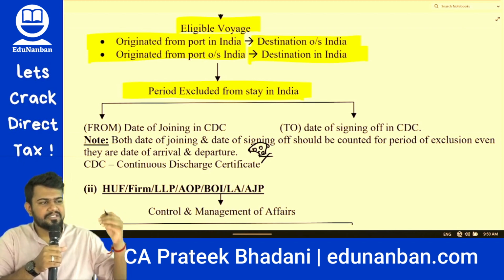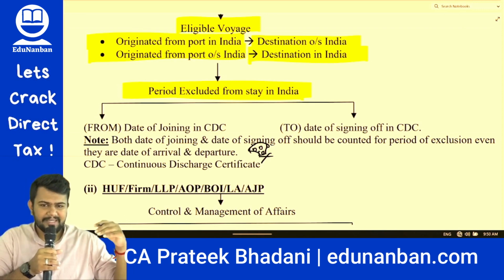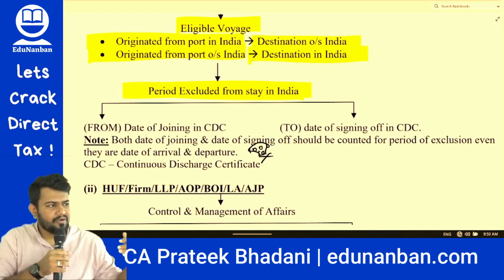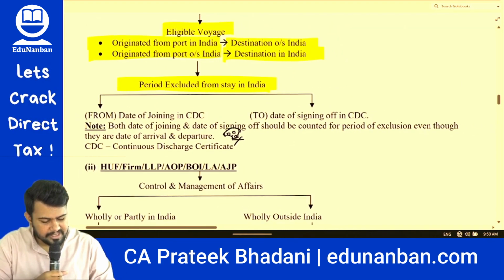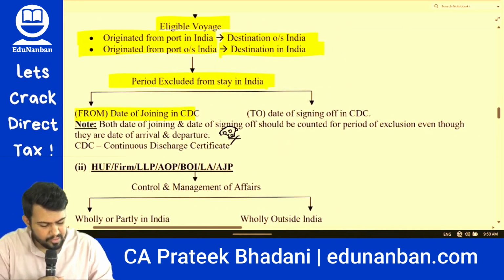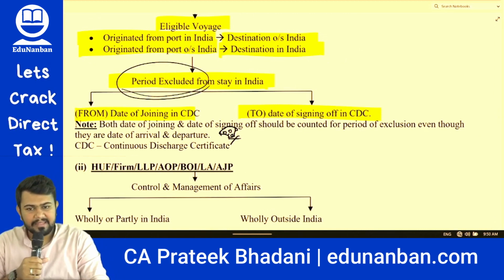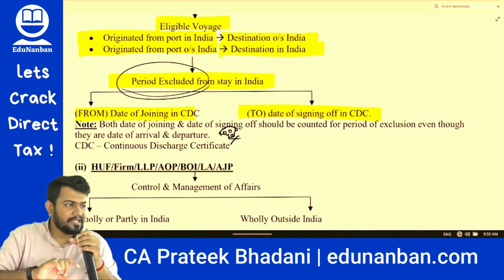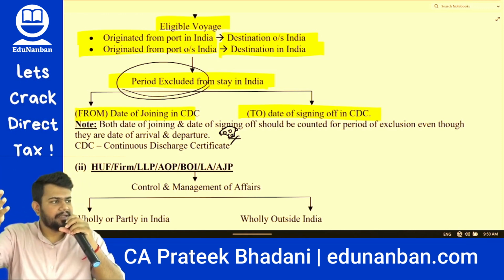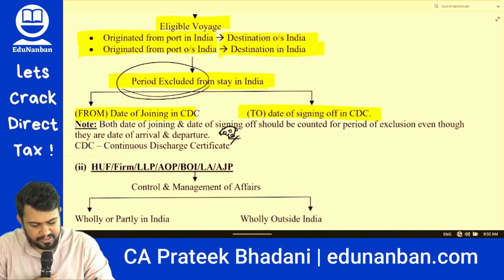CDC means what? Continuous discharge certificate. It is nothing but a register. So when the crew members are entering the ship, they will join the CDC and then enter the ship. When they are coming out of the ship, they will sign off from the CDC and come out of the ship. So this is only the continuous discharge certificate. So the period from date of joining to date of signing off should be excluded from India. Hence, this is the only case where the date of joining and date of signing off are both considered outside India. It is not considered in India, it is considered outside India. Fine. So this is a special provision.